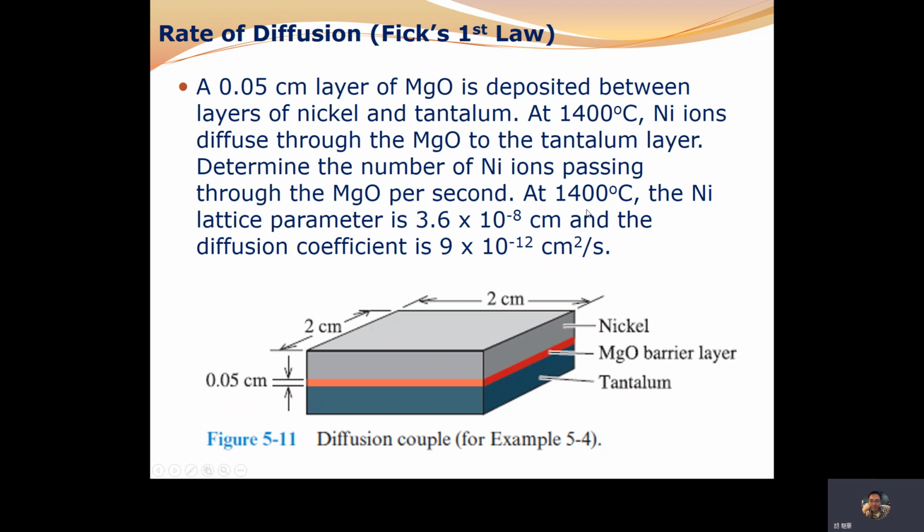And we put this sandwich structure at an elevated temperature, about 1400 Celsius, and the nickel ions diffuse through the magnesium oxide to the tantalum layer. So determine the number of nickel ions passing through the magnesium oxide per second. At 1400 Celsius, the nickel lattice parameter is 3.6 times 10 to minus 8 centimeter, and the diffusion coefficient is 9 times 10 to minus 12 centimeter squared per second. So when we put this sandwich structure at 1400 Celsius, this nickel will diffuse through this magnesium oxide to the other end, the tantalum rich layer.